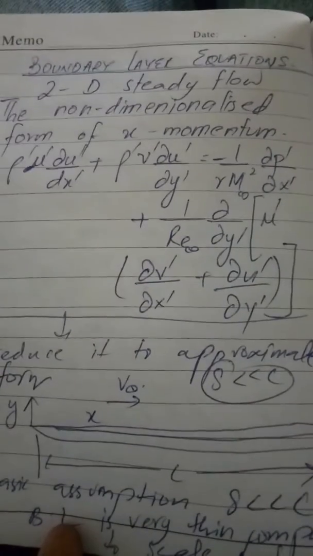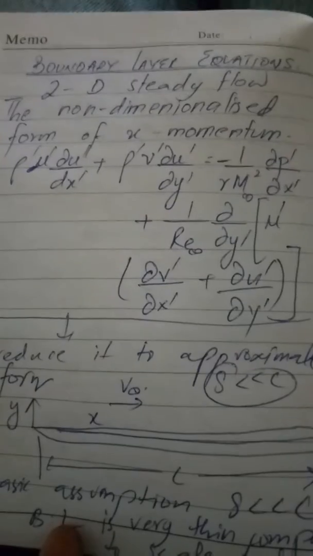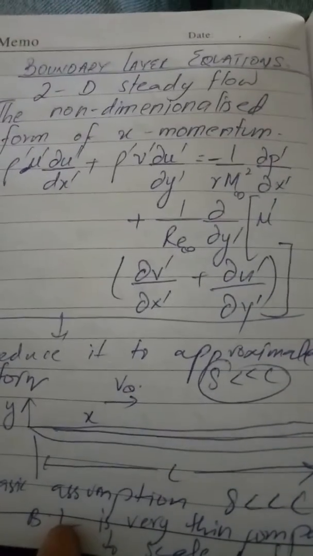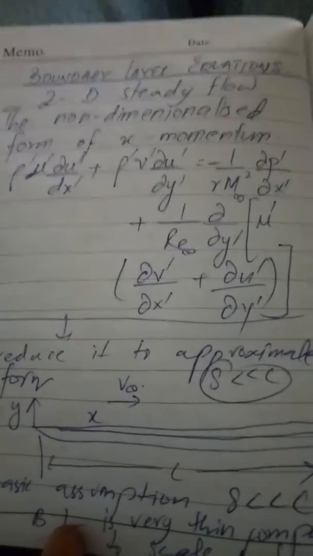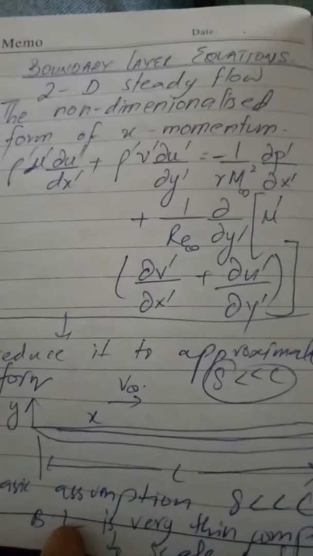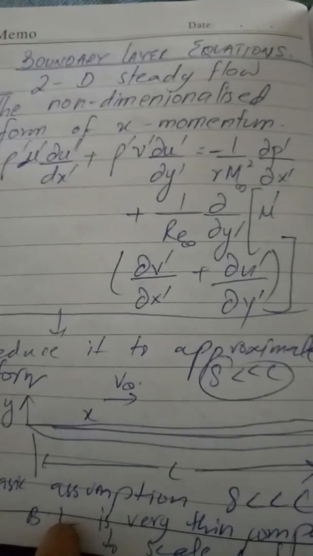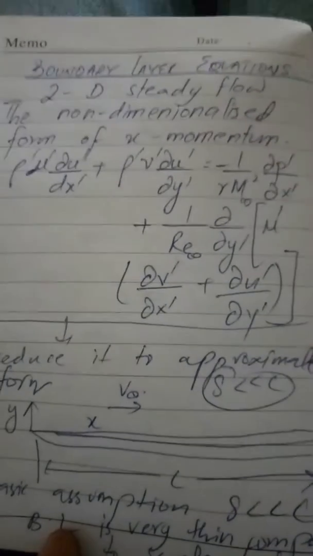I have worked out the theory along with the equations in the notes, so I'll just explain it so that we can draw a conclusion on how we can handle boundary layer equations and how we can solve them when there is any problem related to boundary layer equations from any book, from any course, or especially related to aerodynamics.